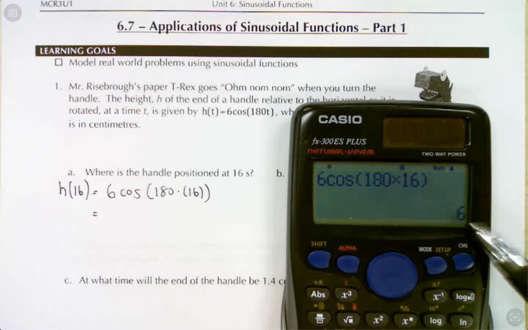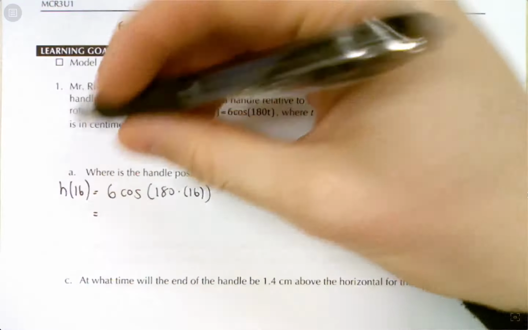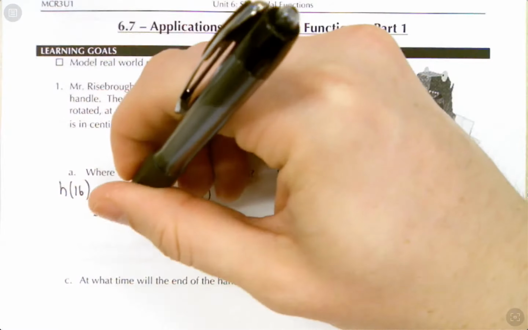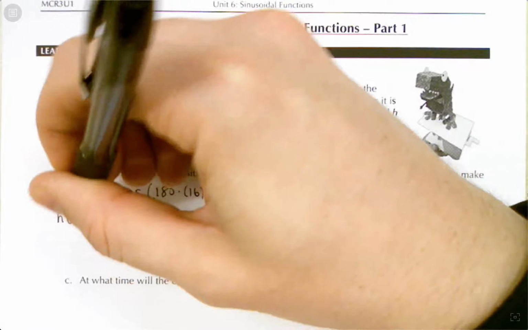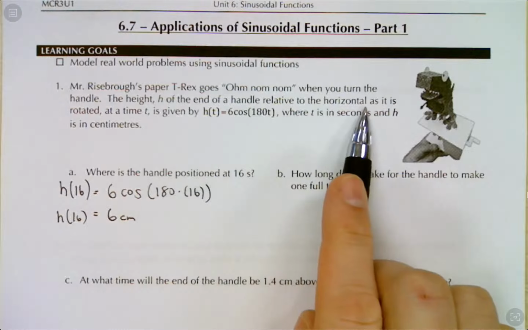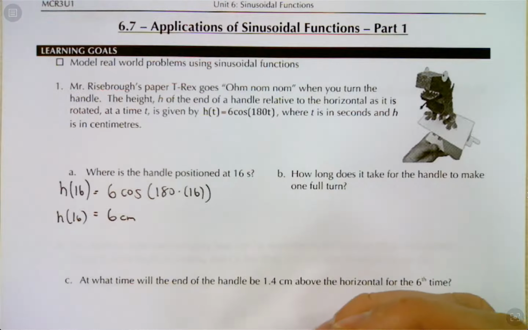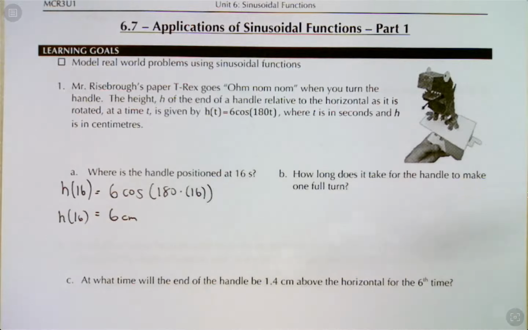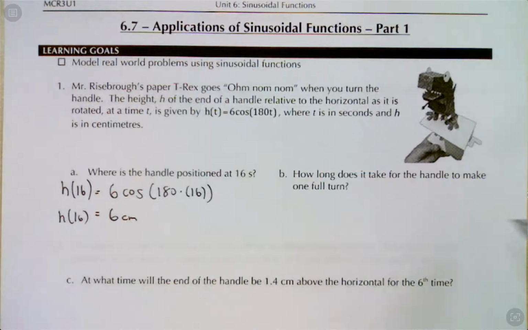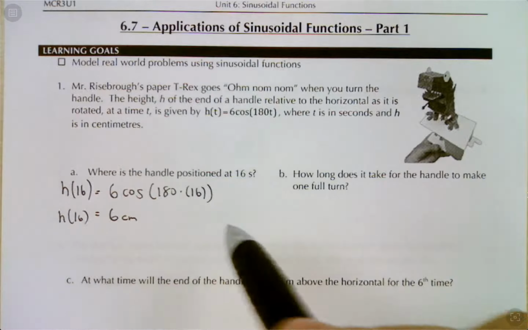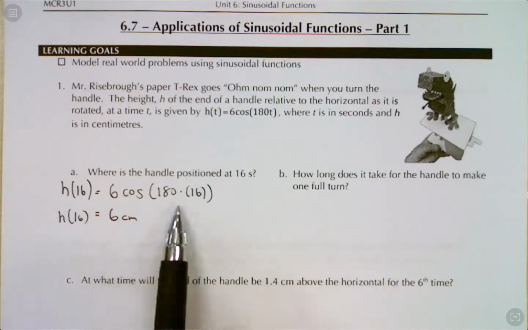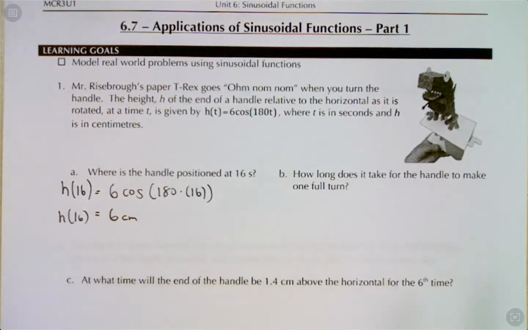And we get 6. What does 6 represent? Well, 6 represents h in centimeters, 6 centimeters. So the height after 16 seconds is 6 centimeters above the horizontal, so it's relative to the horizontal. If you think about a handle, it can go around, right? So the horizontal will be right through the middle. At its horizontal, it would be 0, and then you can go above or below the horizontal. So in this case, after 16 seconds, we're 6 centimeters above the horizontal.